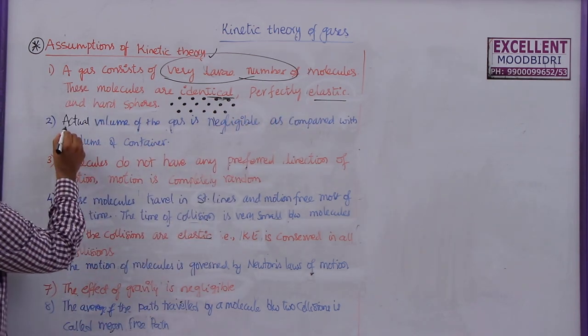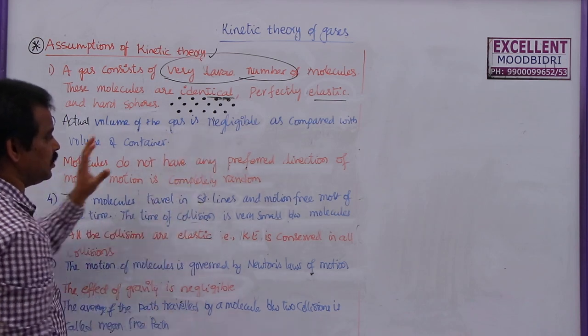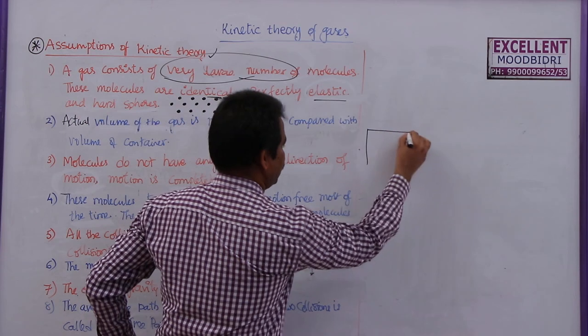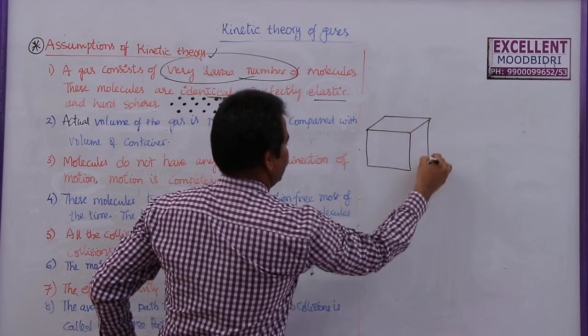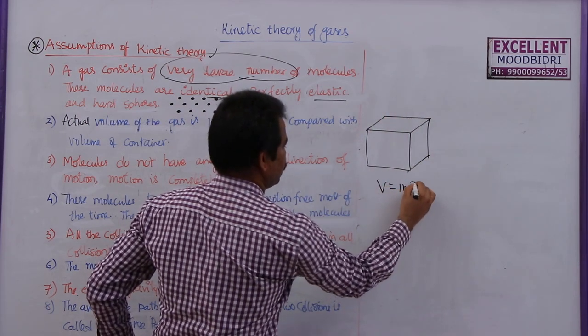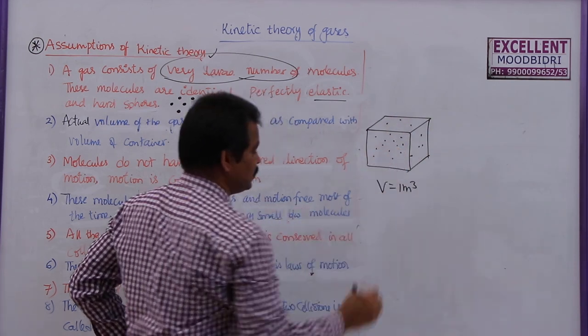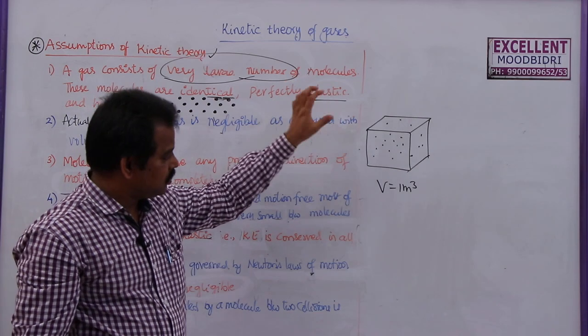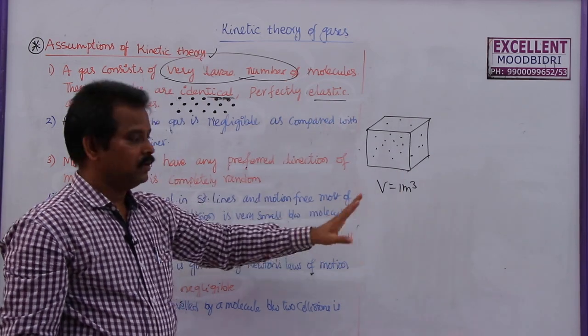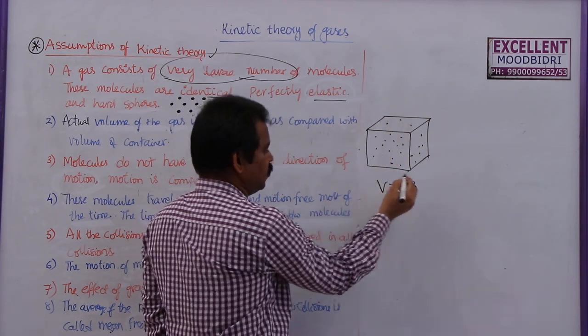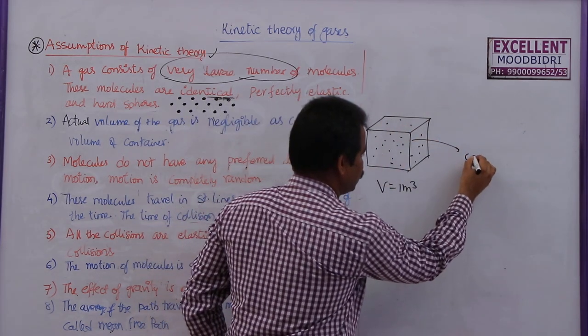The second one, the actual volume of the gas is negligible as compared with the volume of the container. If you take a container in which a gas is filled, let us say the volume of the container is 1 meter cube, while solving the problems we will consider the volume of the gas in this container as 1 meter cube only.